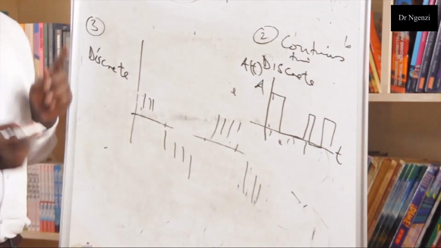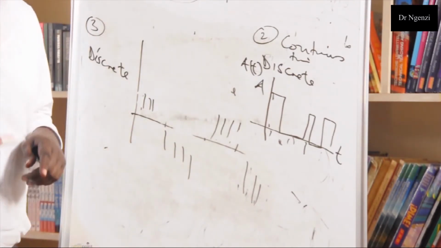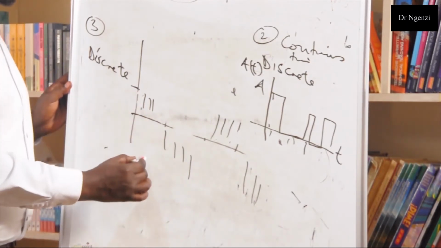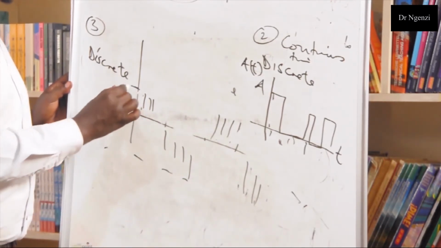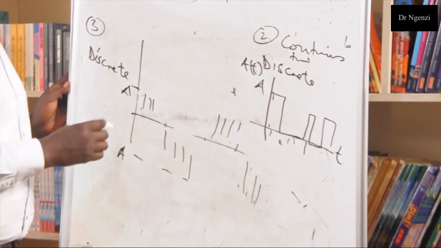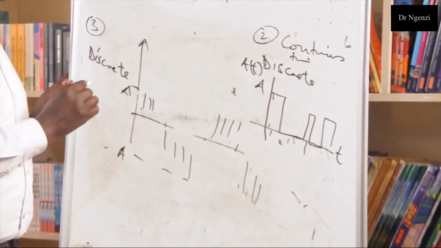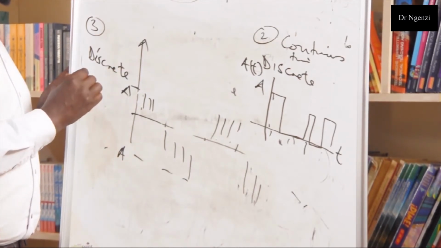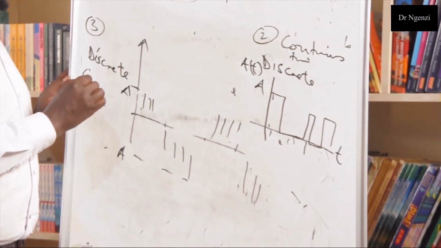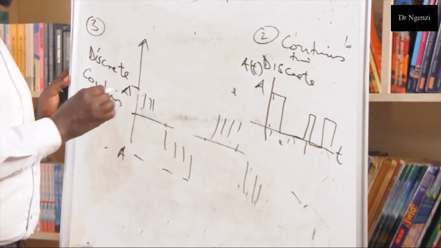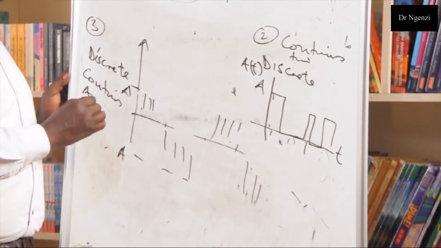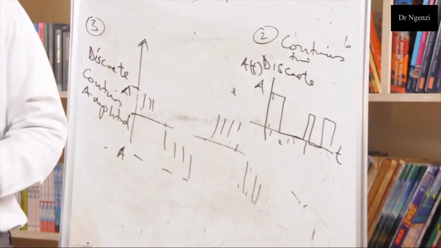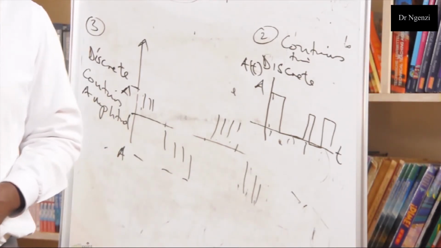Discrete first. Then with a certain amplitude, a certain size at this level, for example, the amplitude at this side. So it goes discrete time, continuous amplitude: a signal with discrete time and continuous amplitude. So this is another presentation of a signal.